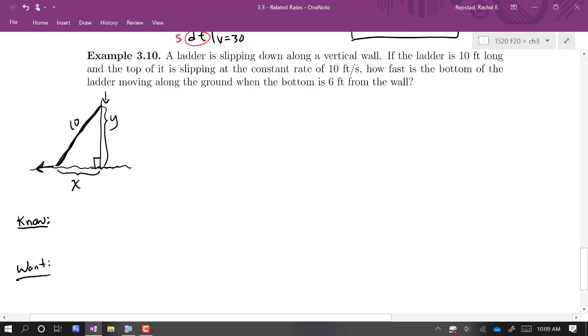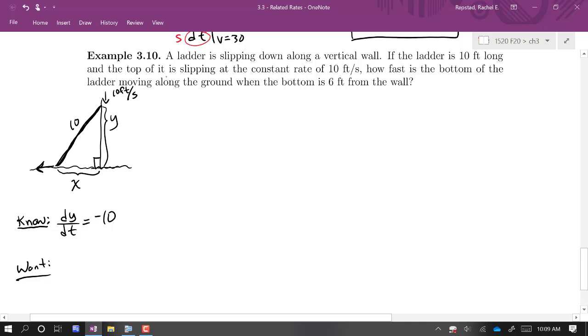So they tell us that it's slipping at the constant rate. The top is slipping down at the constant rate of 10 feet per second. So that's a rate of change of y. And if it's slipping down at 10 feet per second, that means y is actually decreasing. That length is decreasing. So we know that dy/dt is negative 10.